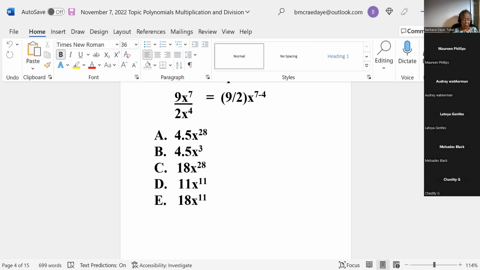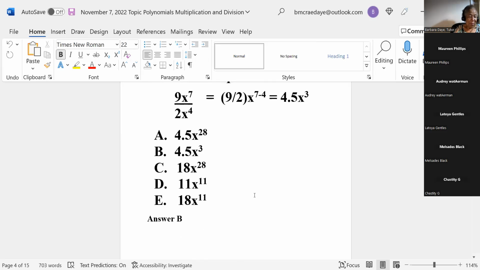Okay, what's 9 over 2 equal to? 18. That's 9 times 2. What's 9 divided by 2? 4.5. Okay, 4.5. So if you know 4.5, then you can eliminate C, D, and E, because it has to be between A and B. What's 7 minus 4, Maureen? 3. Okay, so what is 3? B. So you've got your answer. What is your answer? B. That's it.